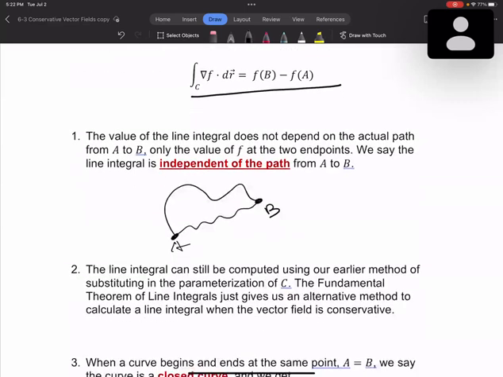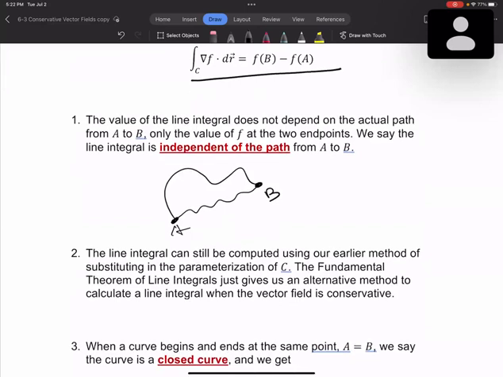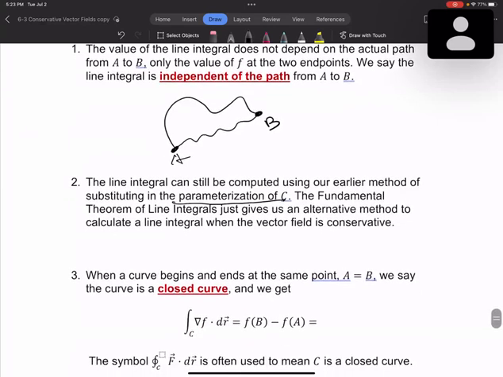Also, the line integral can still be computed using our earlier method of substituting the parameterization of the curve. So there is the other way to do it, the long way that we did it in exam number 2. But you can do it this way to save time.